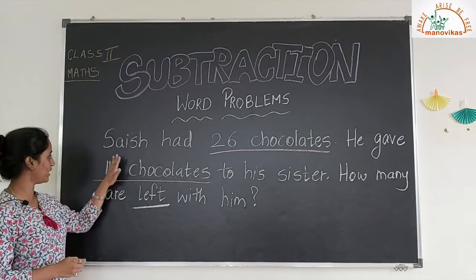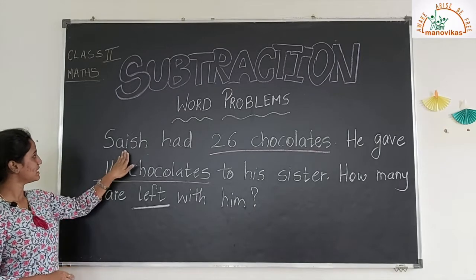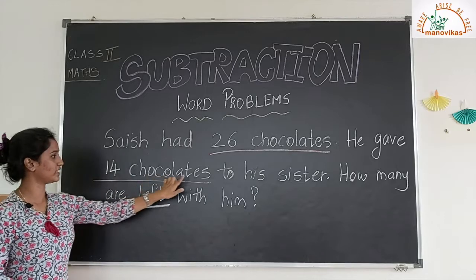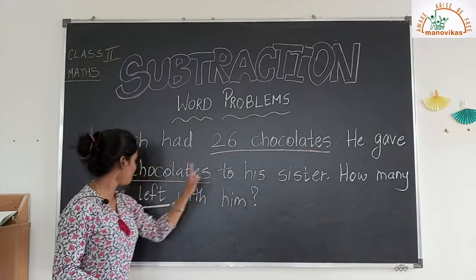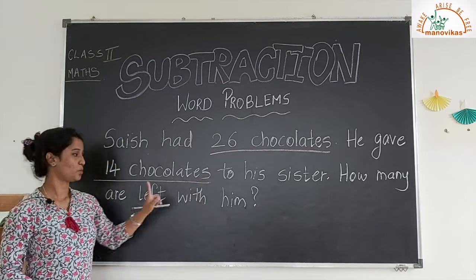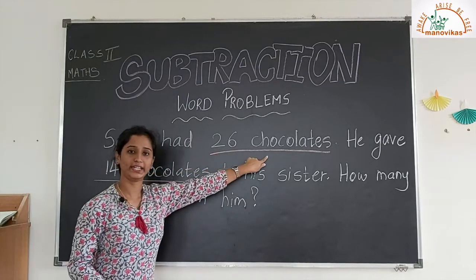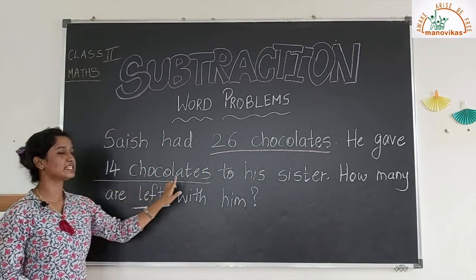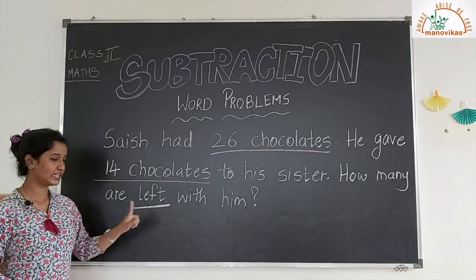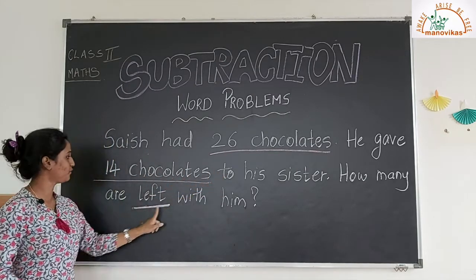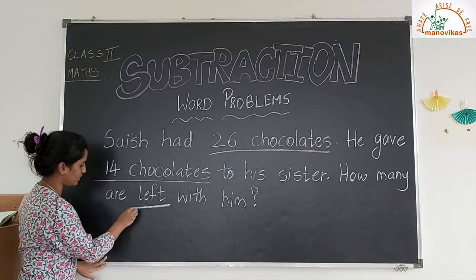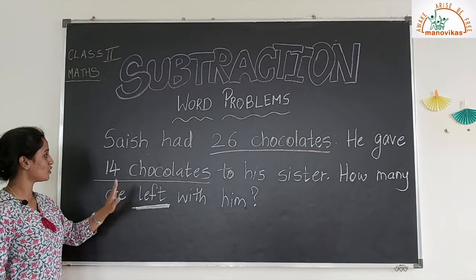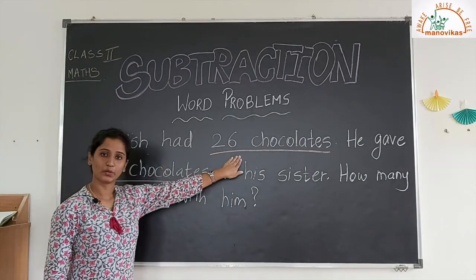Students, to begin with, we have the first story sum. I'll read out. Saish had 26 chocolates. He gave 14 chocolates to his sister. How many are left with him? So the question says that Saish had 26 chocolates. Correct? Out of 26, he gave 14 to his sister. Now the question they asked is, how many are left with him? So the first keyword is left. How many are left with him? So we have to take out 14 from 26.